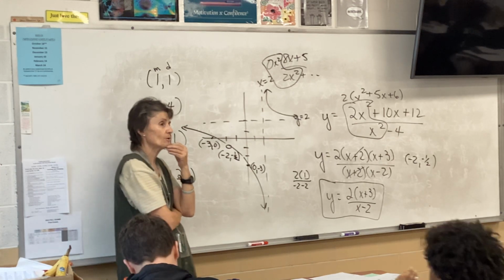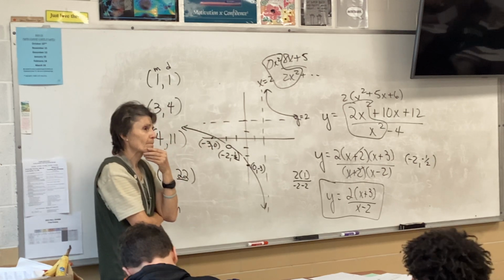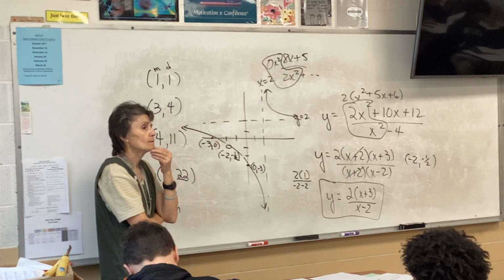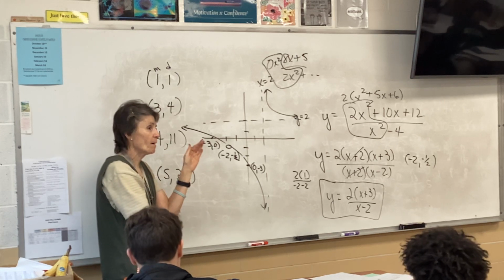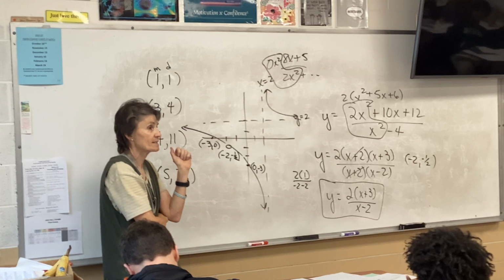I can't even hear her. Tess, what are you saying? Since you don't have a horizontal asymptote... Where? There's no problem up here that doesn't have a horizontal asymptote. How's the one up there? It has a horizontal asymptote. It's at 0.